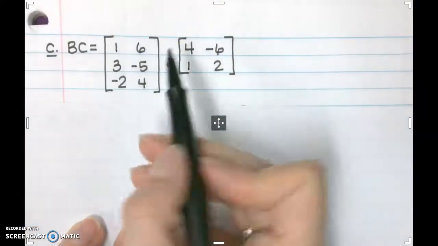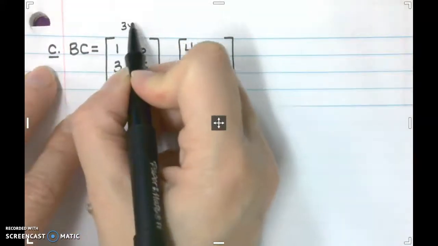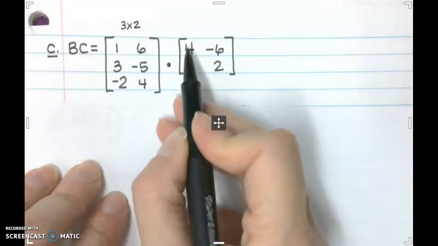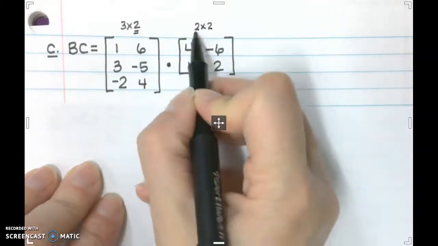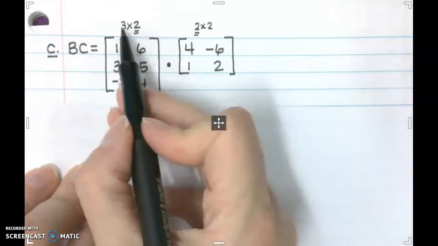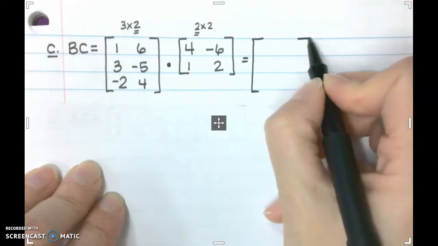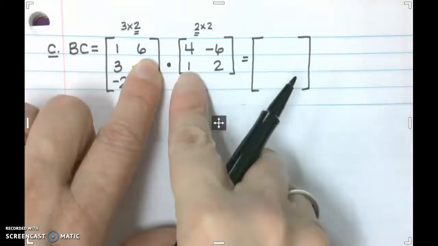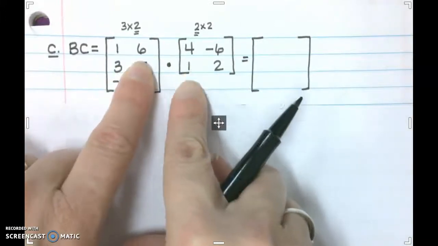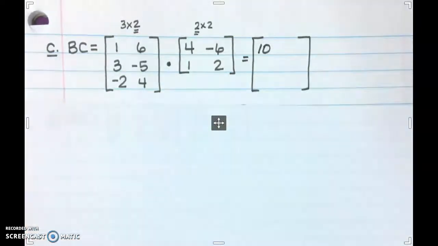Let's just try a couple more then. Again, checking my size. 3 rows by 2 columns, and 2 rows by 2 columns. So the inside numbers are the same, so it's possible to multiply. The outside dimensions tell me I should end up with 3 rows by 2 columns. Starting with a row here and a column here, 4 times 1 is 4, plus 6 times 1 is 10. Again, see if you can perform that multiplication. Let's see how you do.